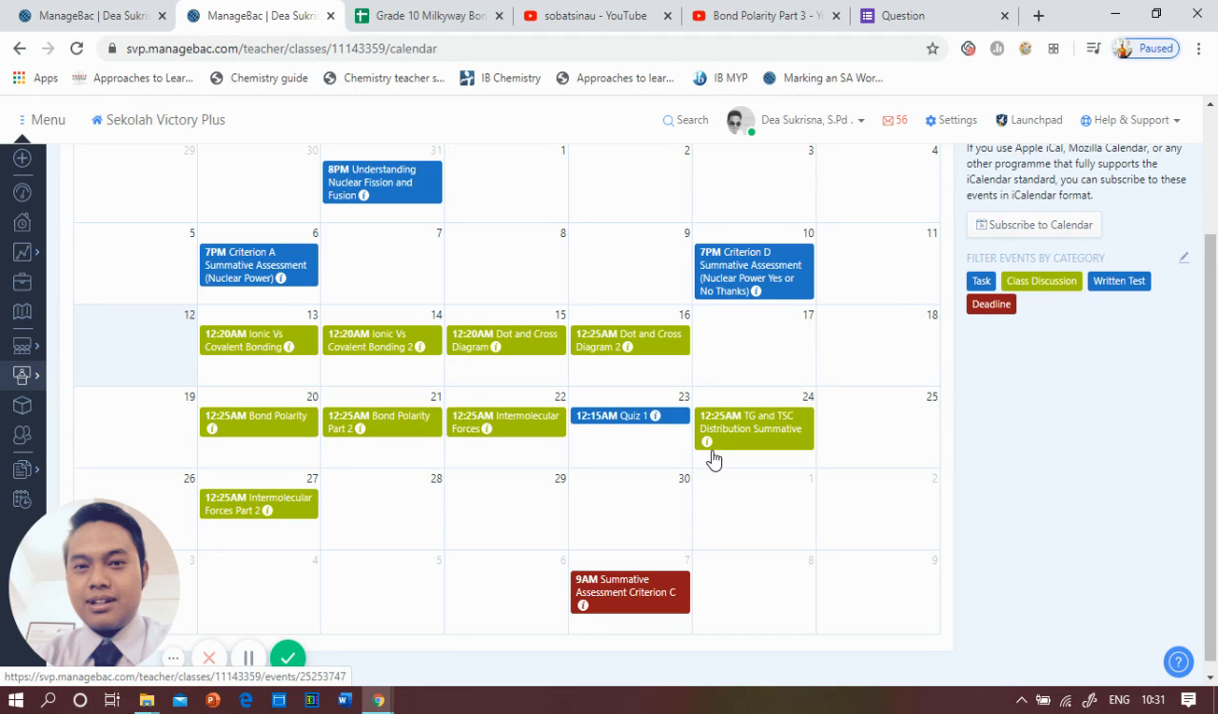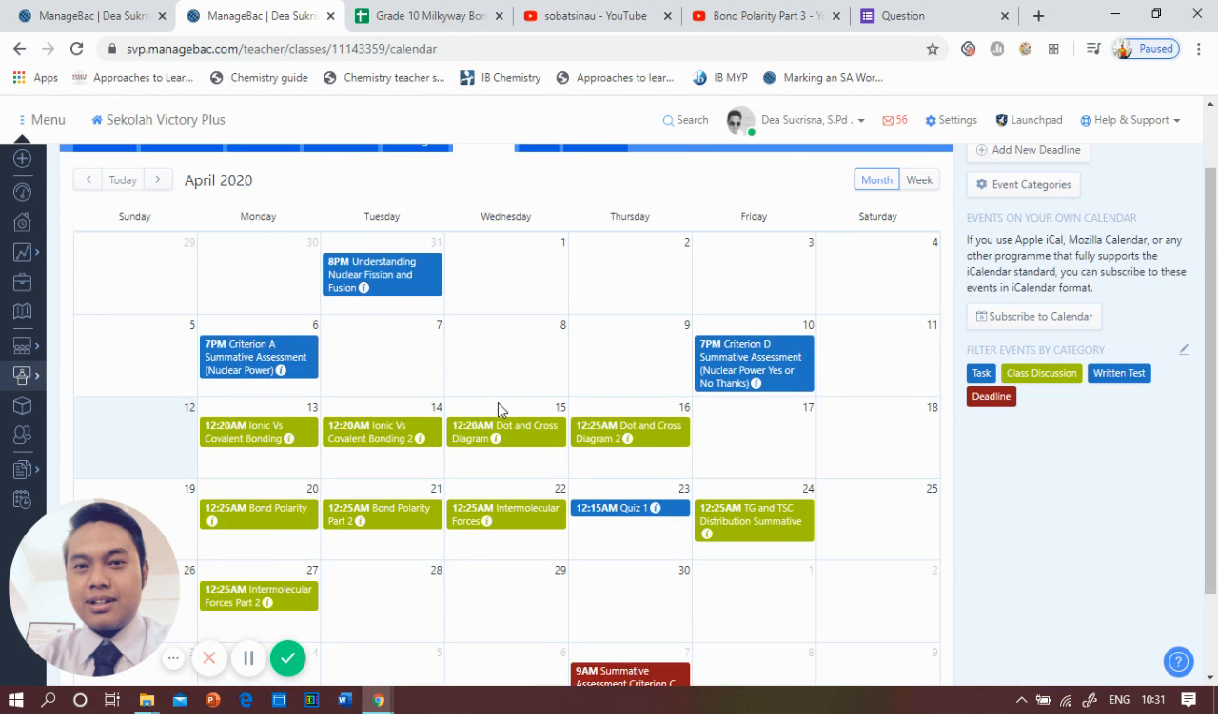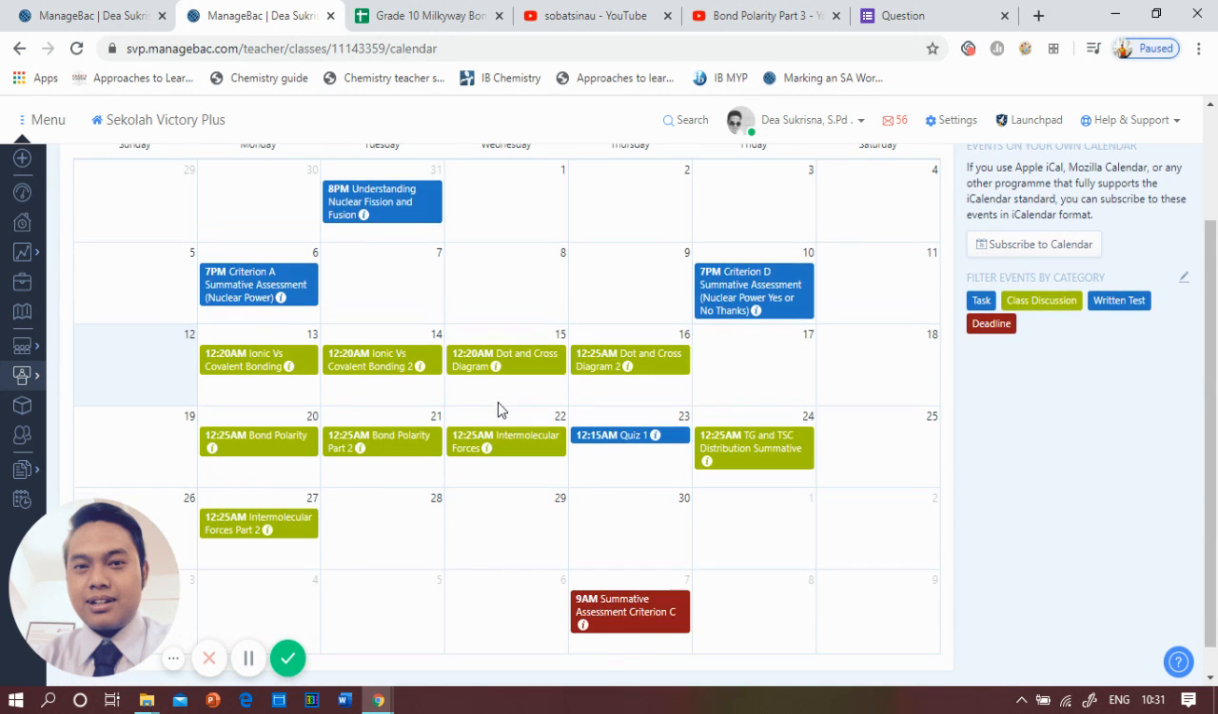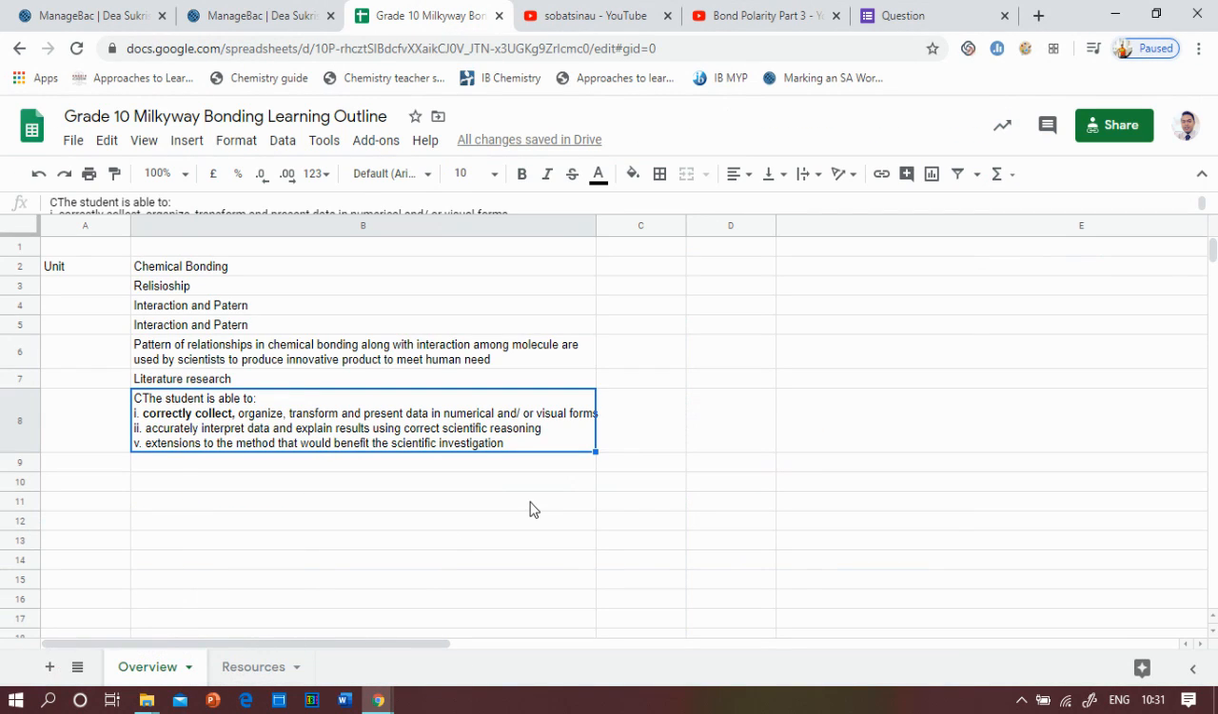The resources. As I said before, I really expect you to have more independent study, because we only have 4 weeks. So I have created resources. I'm going to share this spreadsheet with you later on.